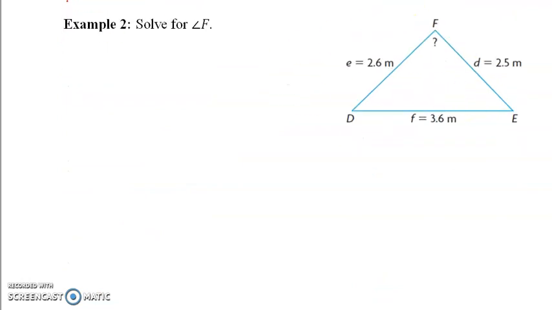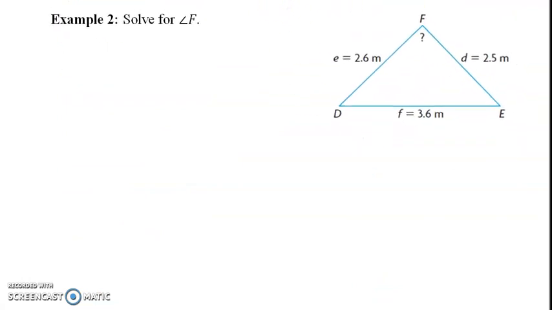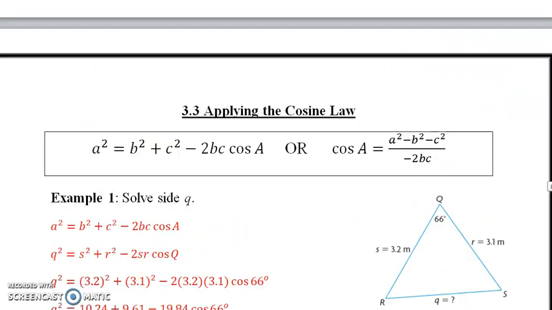Let's look at example 2. Solve for angle F. So this is side, side, side. So when we have three sides, we can use the cosine law. Side, side, side, we can find an angle. So this is the formula we want to use this time.